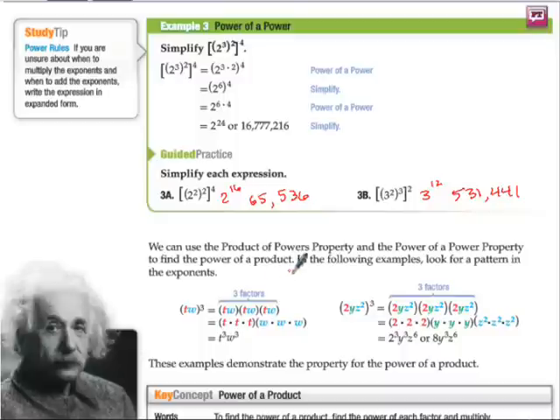power of a product. Peter Piper picked a peck of pickled peppers, something like that.